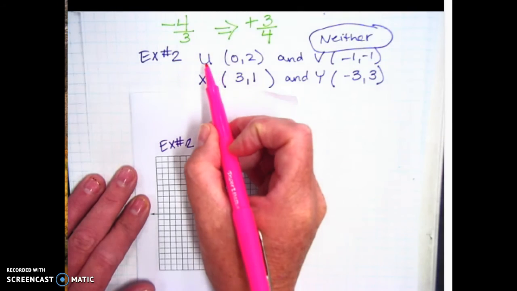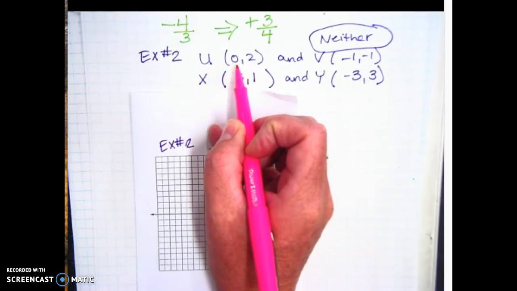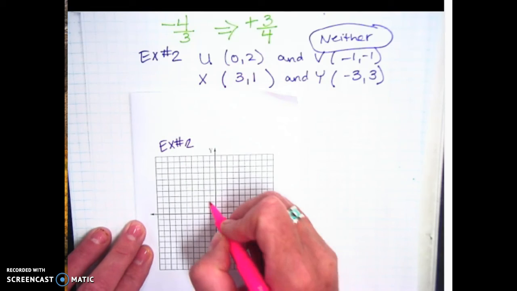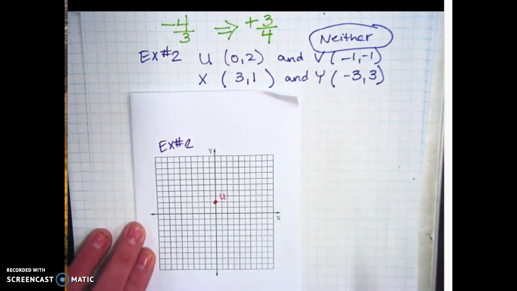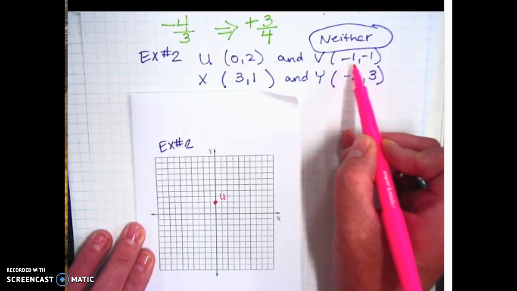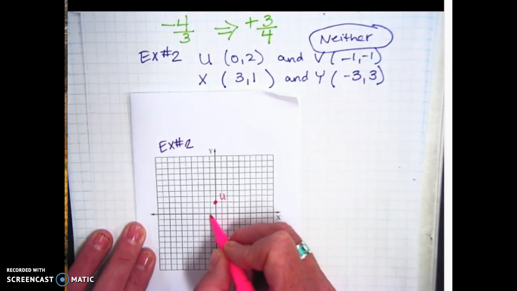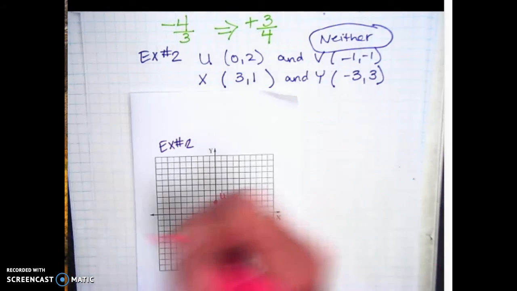Example number 2. So the first line has point U, which is at 0, 2. 0 means don't move any right or left, but you're going to go up 2 and put a point. That's U. V is at -1, -1. That means you're going to go 1 to the left and down 1. Put a point. We'll call it V as in Victor.